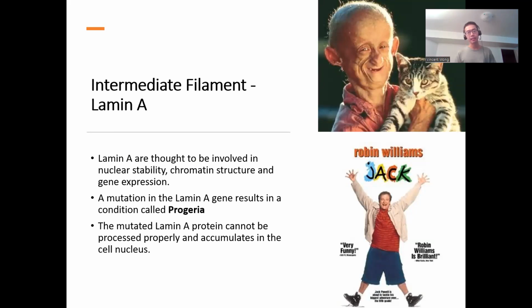lamin instability. Right? Because it's a protein, that means if the instruction to make it is changed from the DNA, you're not going to have the right kind of protein being made, right? And so people who have inherited a form of lamin A mutation have their nucleus become unstable, okay? And it also affects the chromatin structure and gene expression, and that results in a condition called progeria.